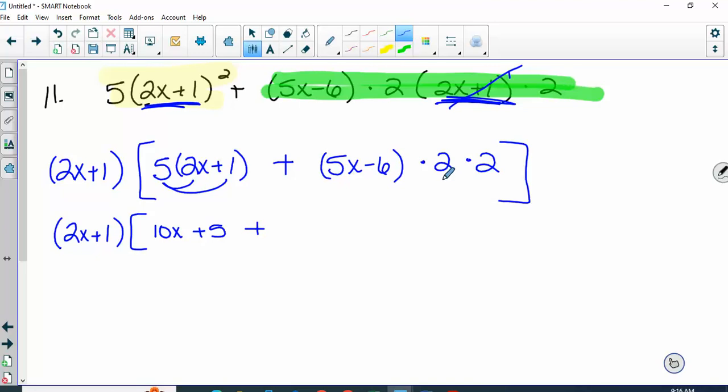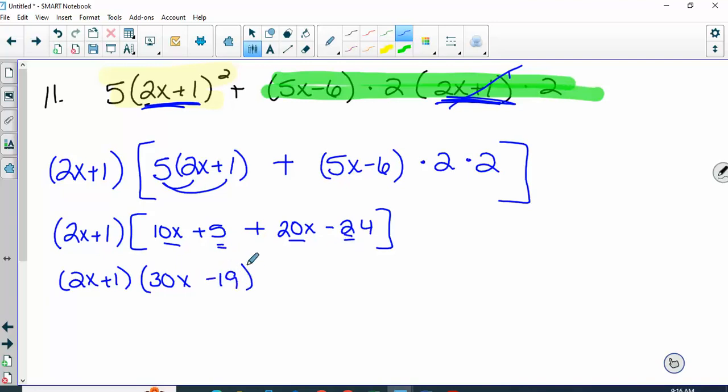Over here, 2 times 2 is 4. Can I just distribute the 4 then? So 4 times 5x is 20x. 4 times 6 is 24. So 10x plus 20x is 30x. Positive 5 and negative 24 is negative 19. Did you have to go that far?